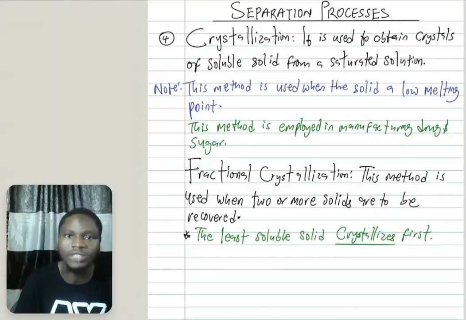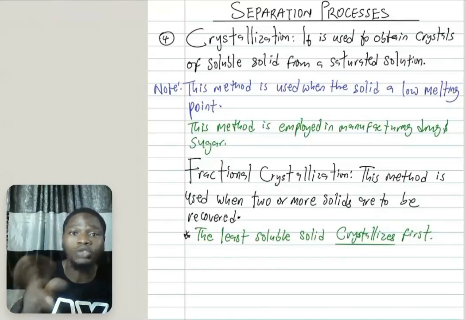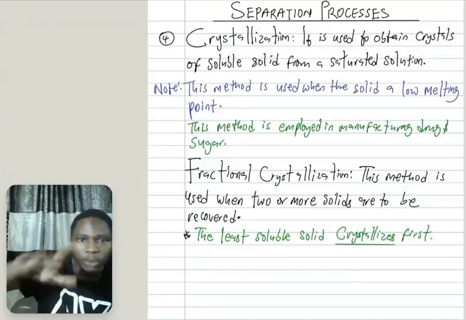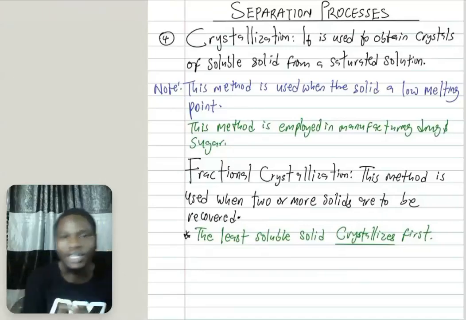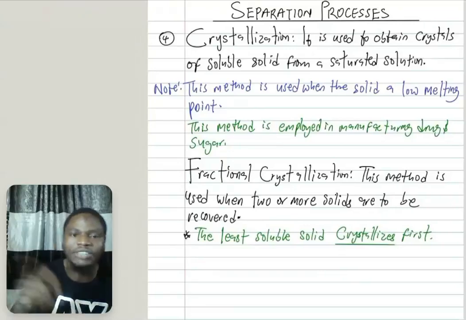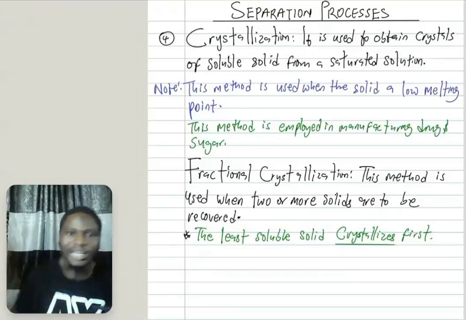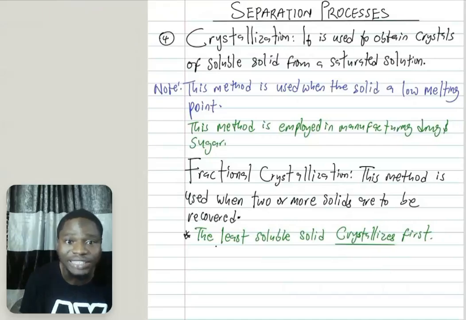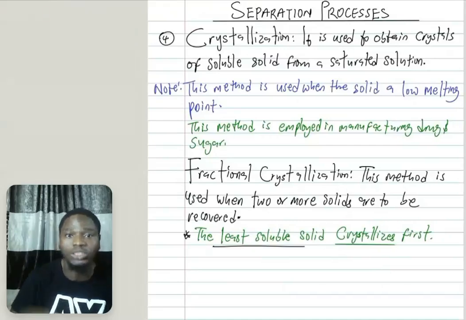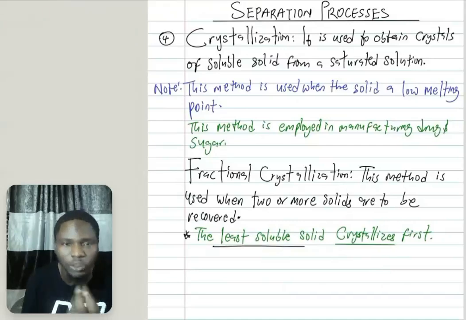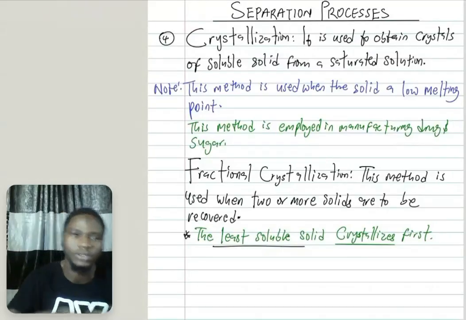So let us look at fractional crystallization. This one is used when you want to obtain two or more soluble solids all together. Let me say I have two or more soluble solids. Now we'll use fractional crystallization. The key point is this: if they ask you which of the solids will crystallize out first, it is the least soluble solid that crystallizes out. That is, the one with the lowest solubility crystallizes out first. So that's that.